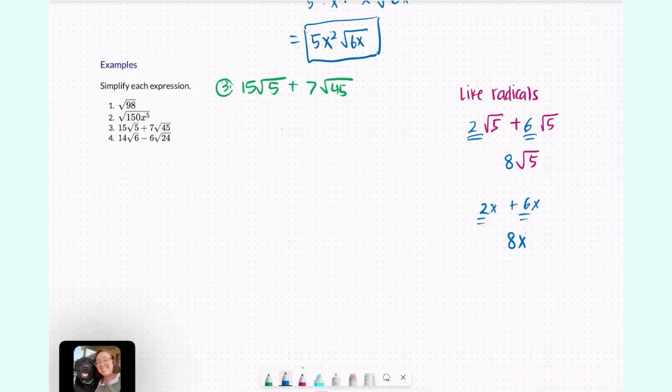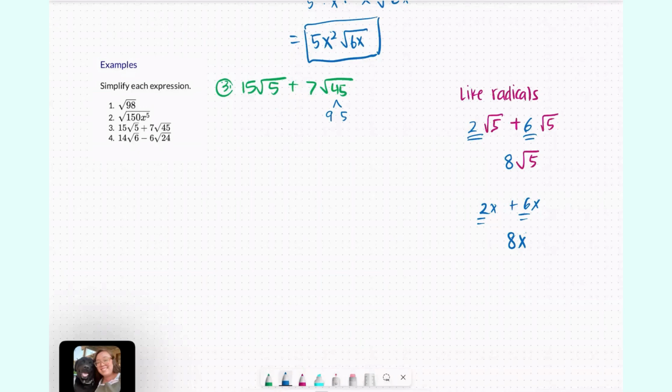But I want to point out this 45 can get simplified. So this can factor to a 9 and a 5. And I'm keeping my eye on that 5 because that's what I have over here. And this doesn't factor. I just get a 5 and a 1 that doesn't do anything. So lucky for us, this 9 is a perfect square.